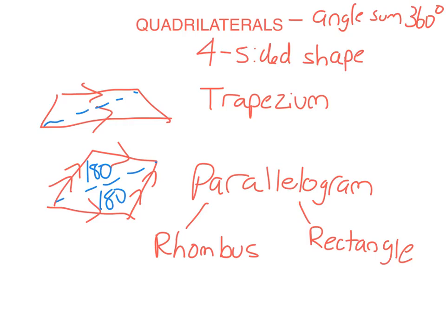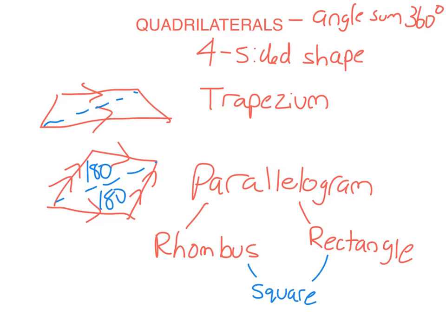Now a square fits both the definitions I've just given you. A square is a type of rhombus because all sides are equal, but it's also a type of rectangle because all its angles are equal. So that's the thing you may not know. A square is a type of rhombus, it is a special type of rectangle as well, and therefore it is also a type of parallelogram.